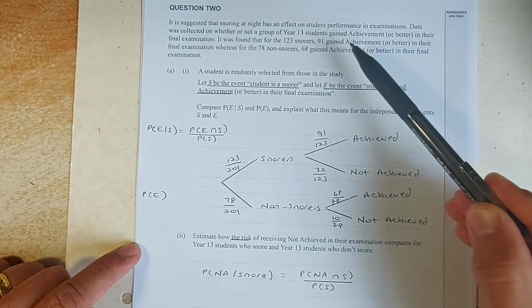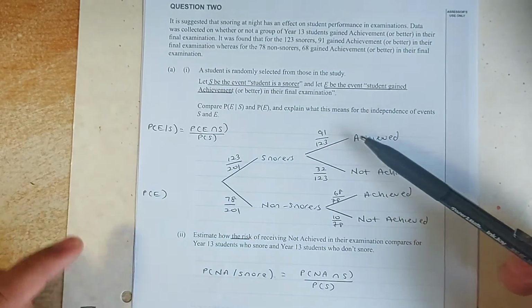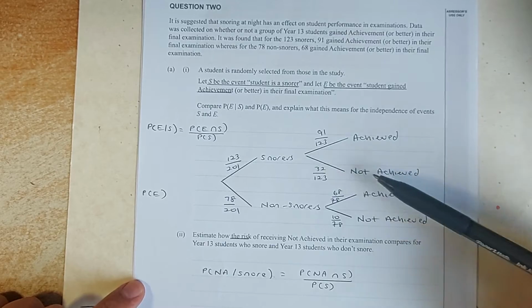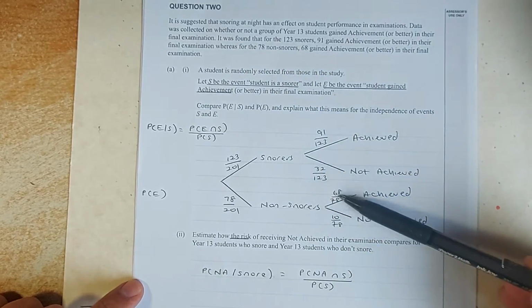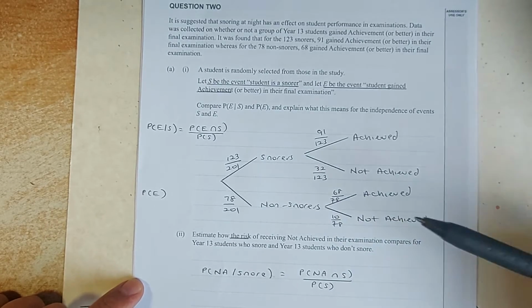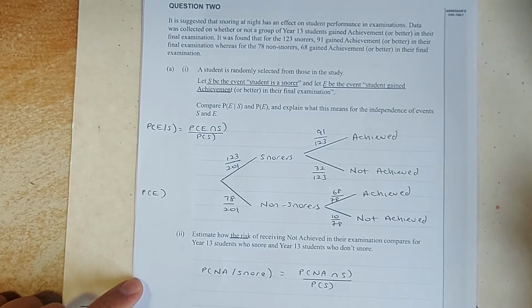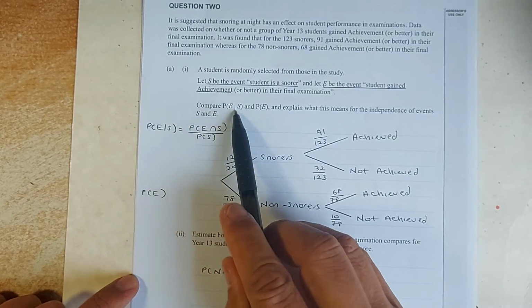So further down, they say 91 gain achievement. So 91 out of 123 snorers achieve, and the other 32 do not achieve. And for the non-snorers, 68 out of 78 achieve, and 10 out of 78 do not achieve. So we have drawn the tree diagram to make it faster. Now the first question is, compare E given S.